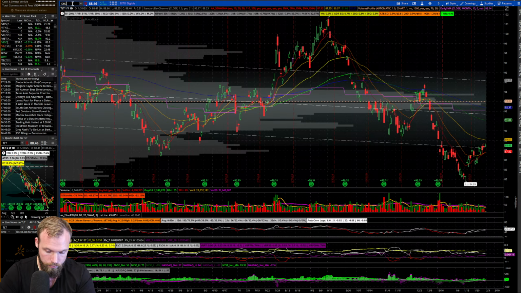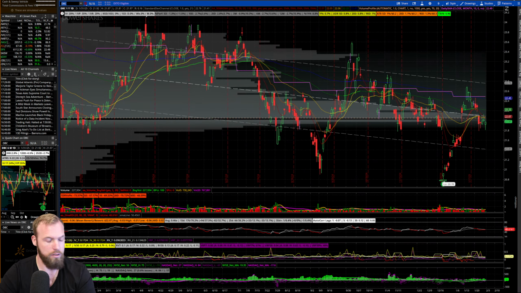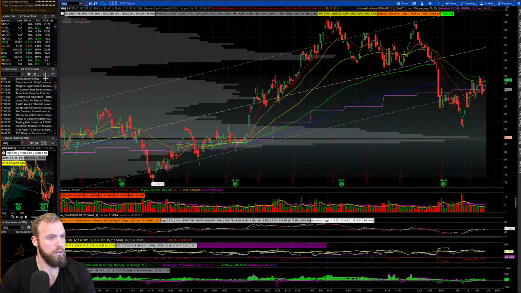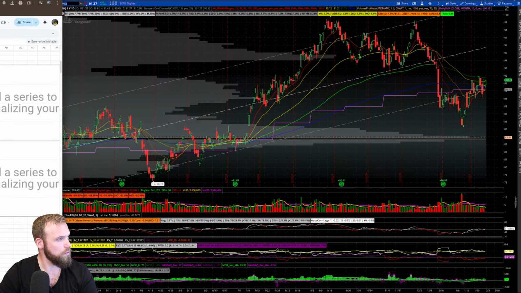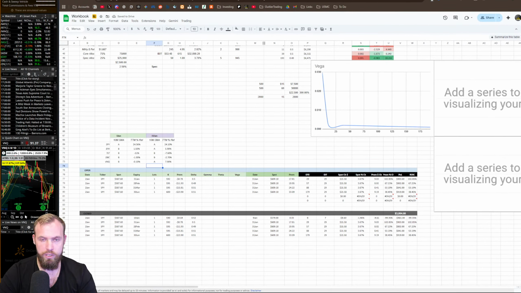DBC is next. One's below. Trailing 12 is negative 2.7. So that one is recovering, and then it fell. Then VNQ. This one is above. And trailing 12 is 7.9. Okay. So we have a slightly different scenario here.